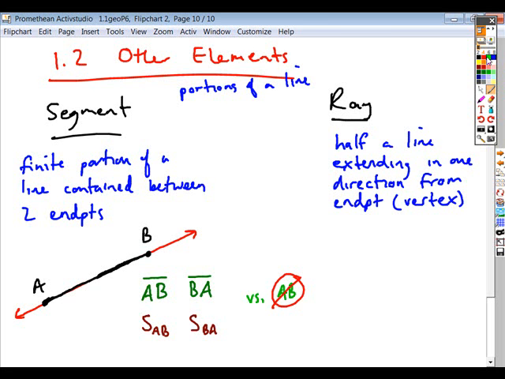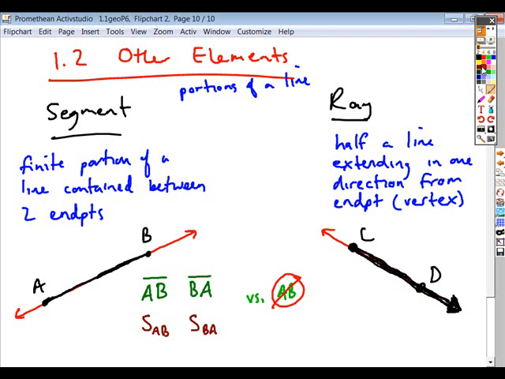Okay. So just like a segment, if you took a line as your reference point and you have one endpoint and you want all the points that extend on that line in one direction, that would be your ray.